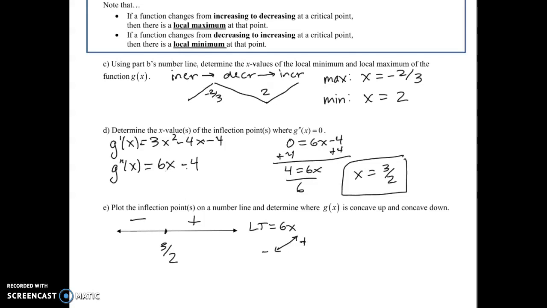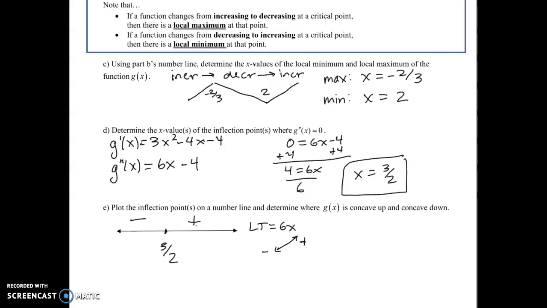5 times 6 is 30. 30 minus 4 is 26. Definitely positive, right? Here, pick a number less than 3/2. 0. 6 times 0 is 0 minus 4, negative 4. Okay. So if you don't like my shortcut, there are lots of other ways to do it.